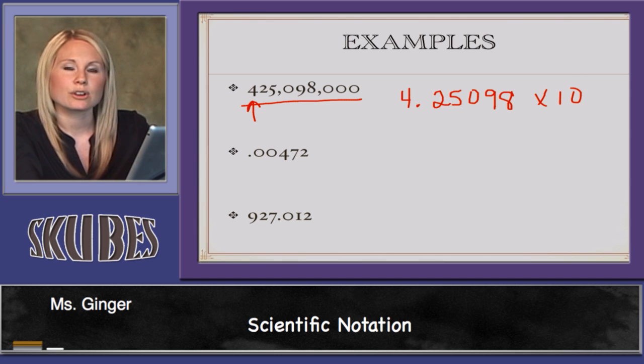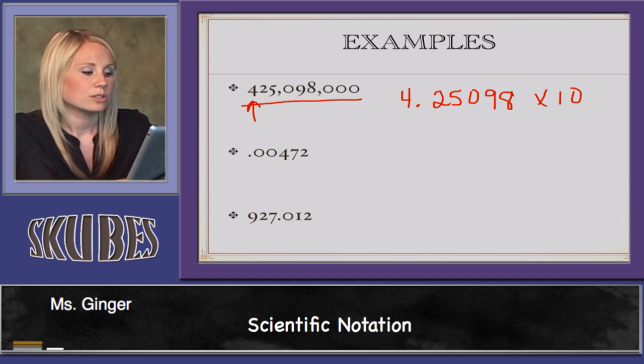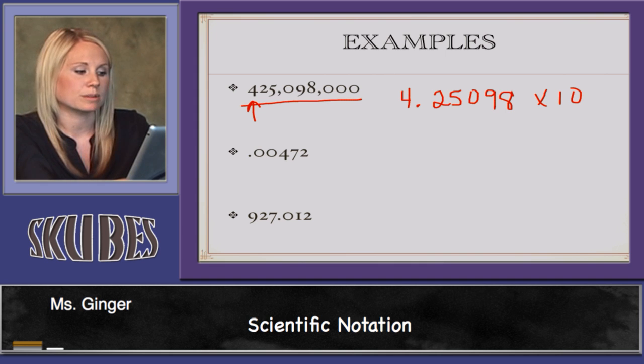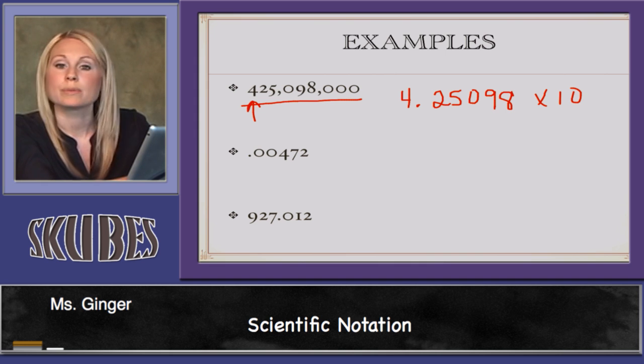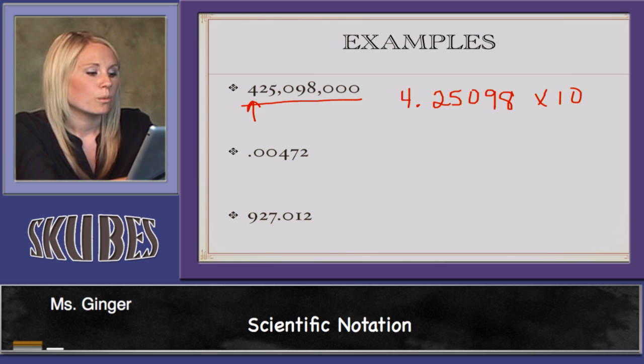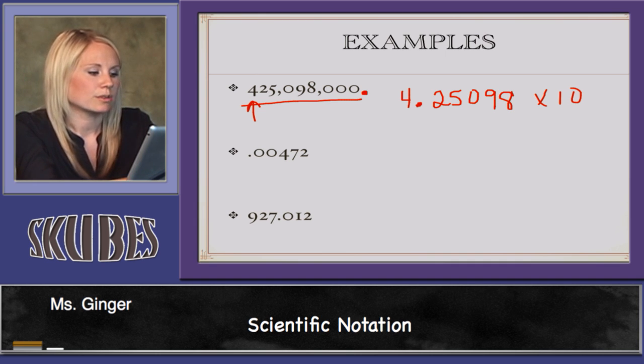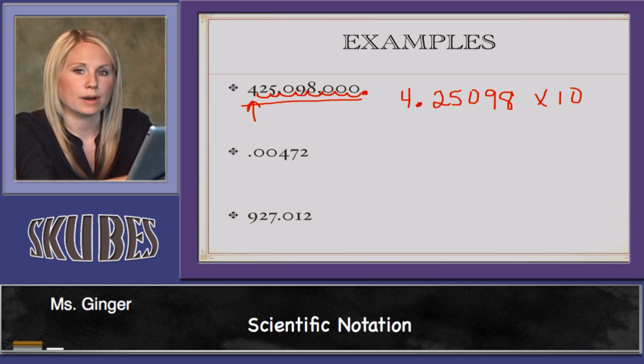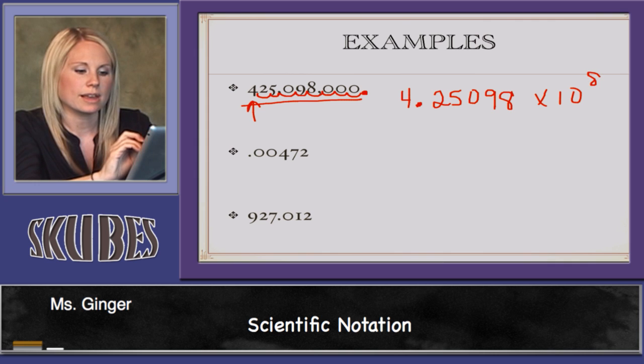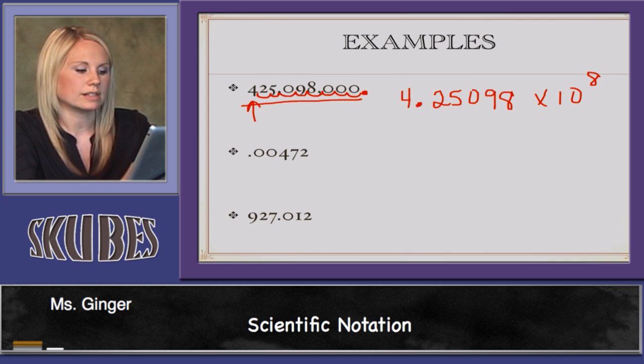Okay, our next task is to figure out what that power should be on 10. So remember, we have a positive number. That means it's going to be a positive power. We have a number bigger than 1. From where our decimal place was located in the beginning to where we are placing it, we need to figure out how many spots that moved. So let's count over. So we're moving 1, 2, 3, 4, 5, 6, 7, 8 spots from where it was located to where we're now placing it. That means our power is going to be 8. Change in location of 8 spots.